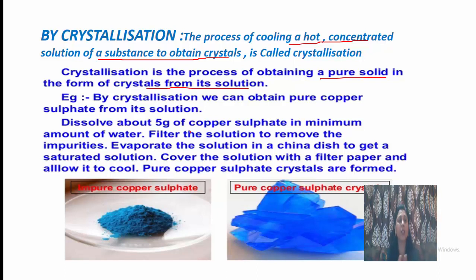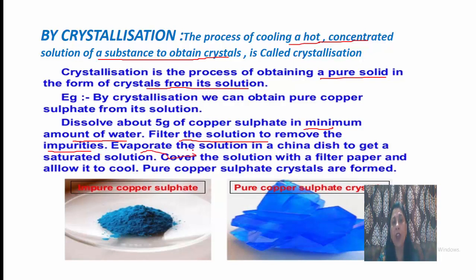How? अभी crystallization में क्या करते हैं? First of all, जिस चीज़ की भी हमें crystals चाहिए, अब यहाँ तो हमने example copper sulfate का दिया है. What we'll do? We'll dissolve about 5 grams of copper sulfate in minimum amount of water. Minimum amount of water means we are making a concentrated solution of this copper sulfate. Now then we will filter the solution to remove the impurities. जो insoluble impurities रह गई हैं उसको हम by filtration remove कर देंगे.